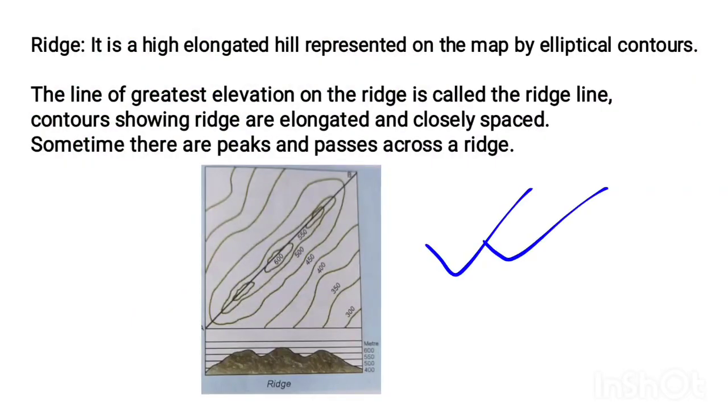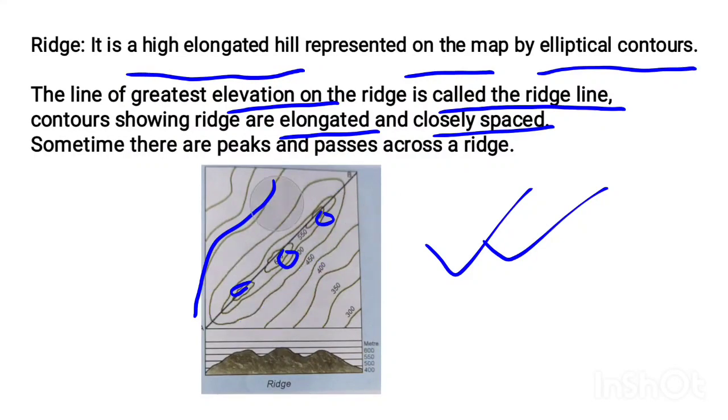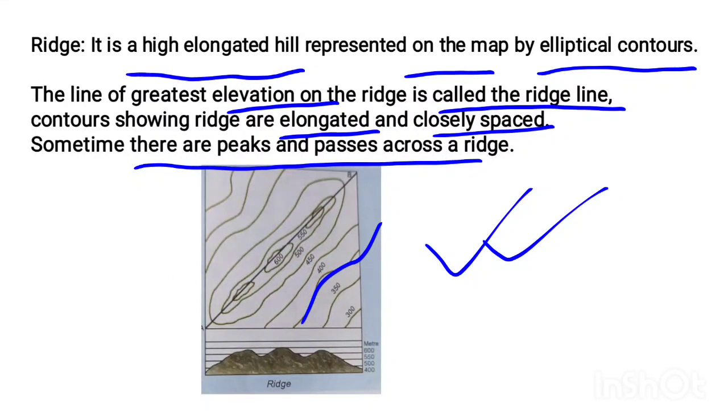Next one is the ridge. A ridge is a high elongated hill represented on a map by elliptical contours. See, the contour lines are concentrated on both sides, and there is also a peak or summit. The line of greatest elevation of a ridge is called the ridge line, and the contours showing a ridge are elongated and closely spaced. See, in this picture they are closely spaced, and on both sides as well there are three peak points, and there are passes across a ridge.